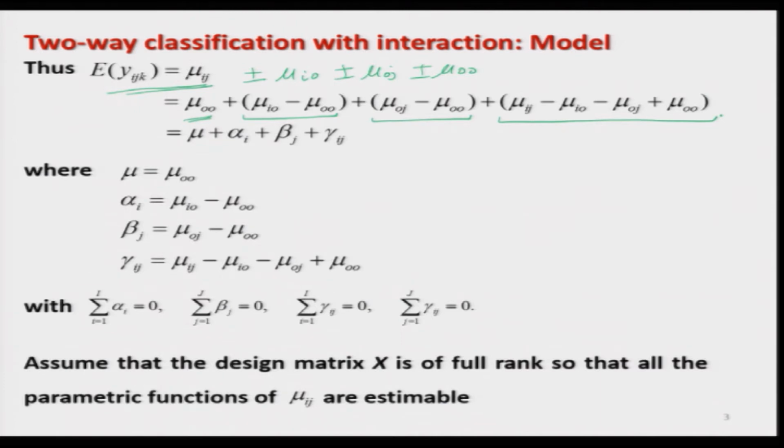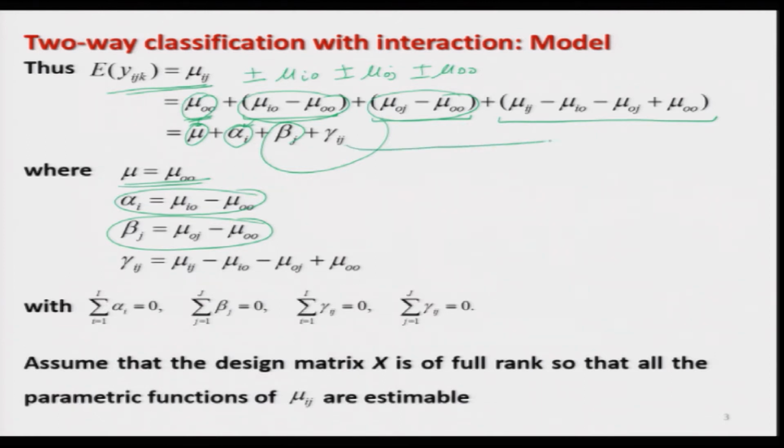And these things I can write down in terms of the symbols alpha I, beta j and gamma I j. So now you can see here this mu double naught we indicate by mu. This mu I naught minus mu double naught is alpha I, and similarly mu naught j minus mu double naught is your beta j. And gamma I j, which is the interaction effect, is going to be written as mu I j minus mu I naught minus mu naught j plus mu double naught.